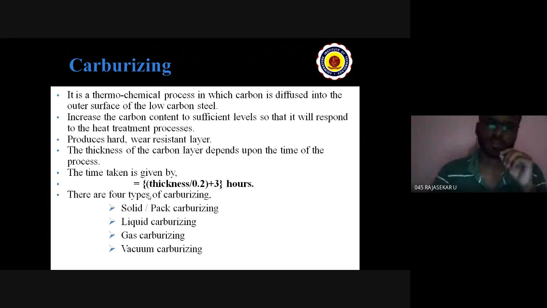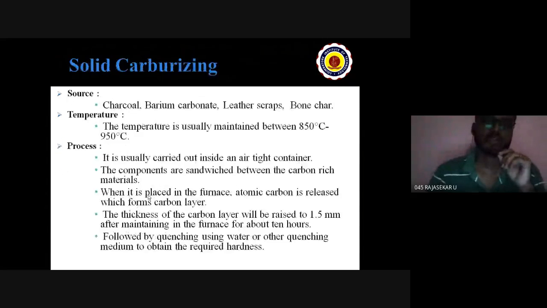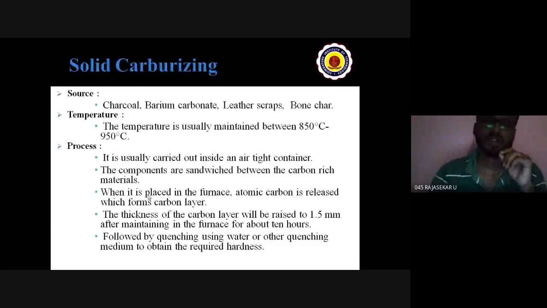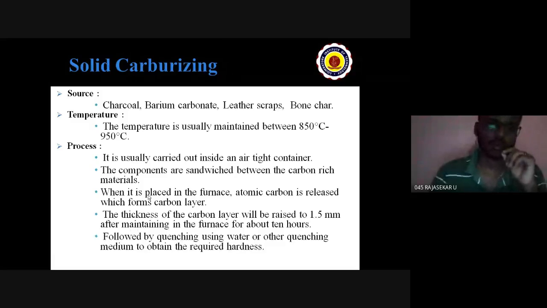First, solid carburizing. In solid carburizing, the sources of carbon are charcoal, barium carbonate, leather scraps, bone char, etc. And the temperature is usually maintained between 850 degrees centigrade and 950 degrees centigrade. Then comes the process. It is usually carried out inside an airtight chamber, and the components are sandwiched. That is, the component to be solid carburized is sandwiched between carbon-rich materials. When it is placed inside the furnace, atomic carbon is released.